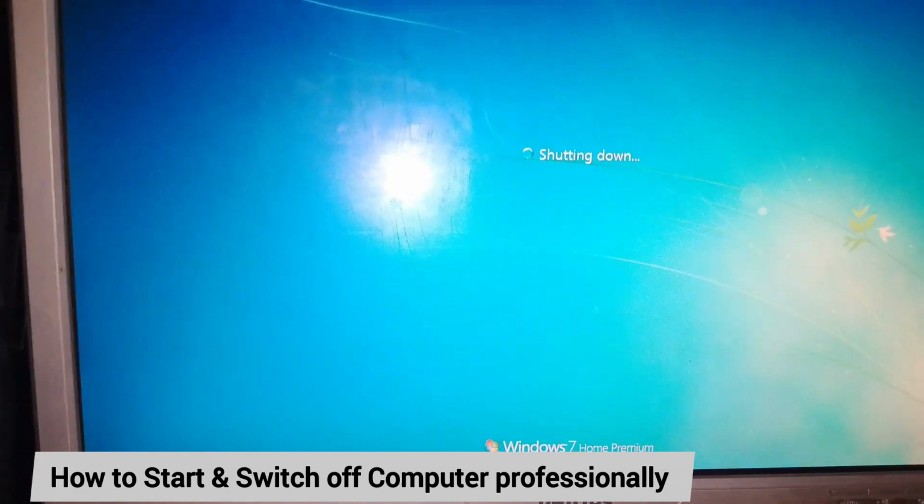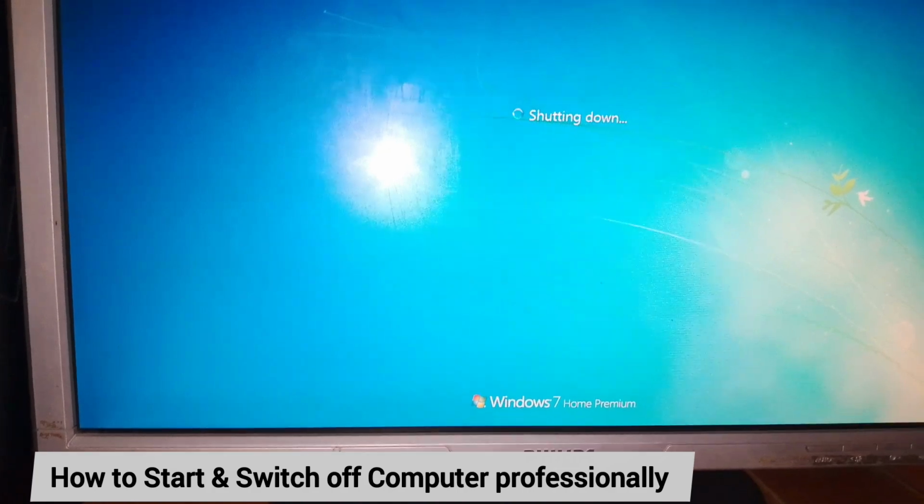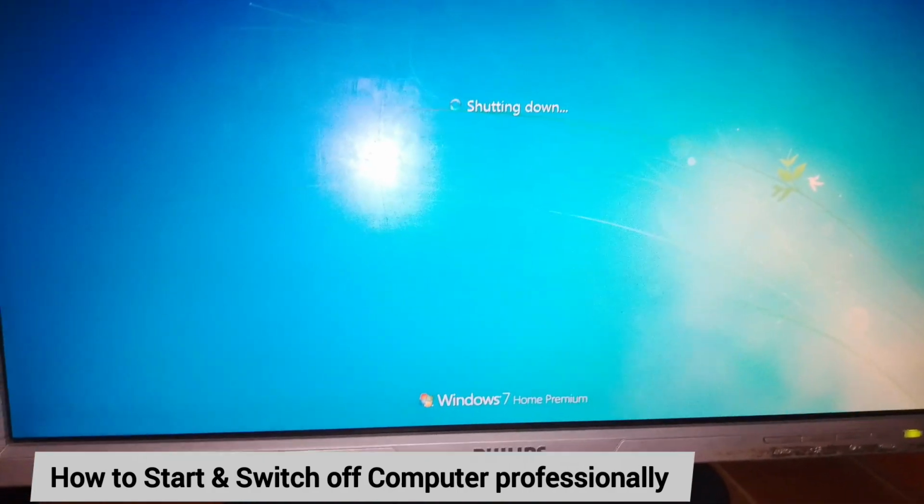So that is how people operate computers, the way you can start, and also the way you can shut down the computer.